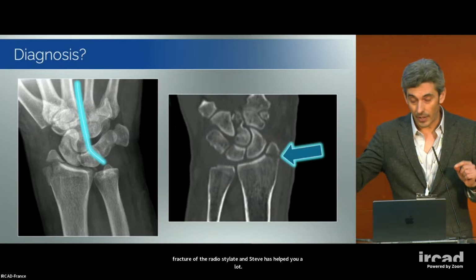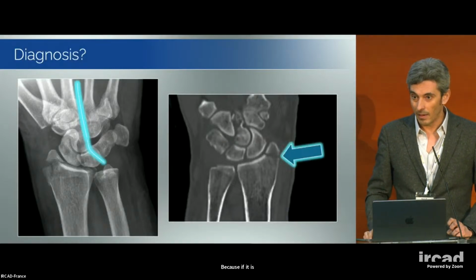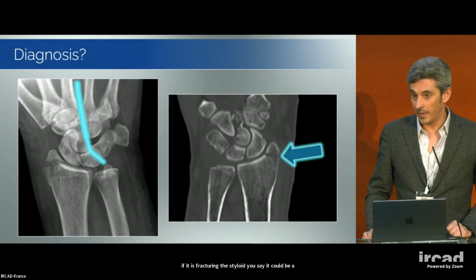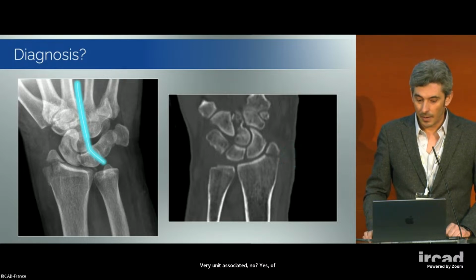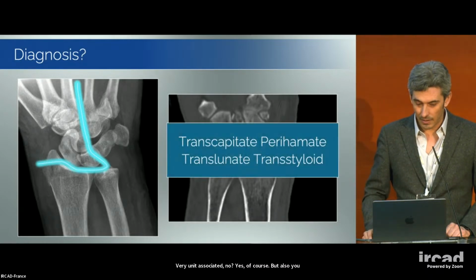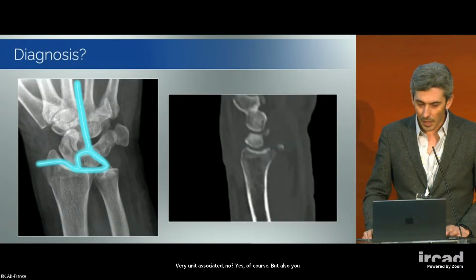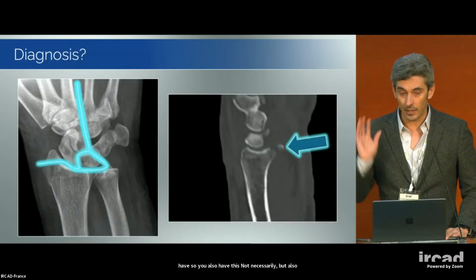Because if it is a fracture of the styloid, you said it could be a perilunate associated, no? Yes, of course. But also you have, transstyloid obviously, but also you have this chip here, and Steve gave a clue if you find this.